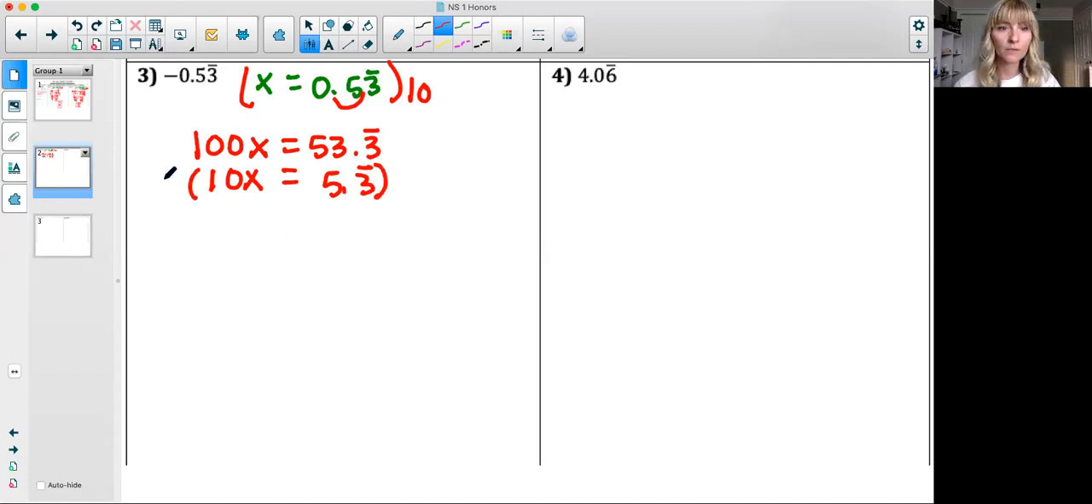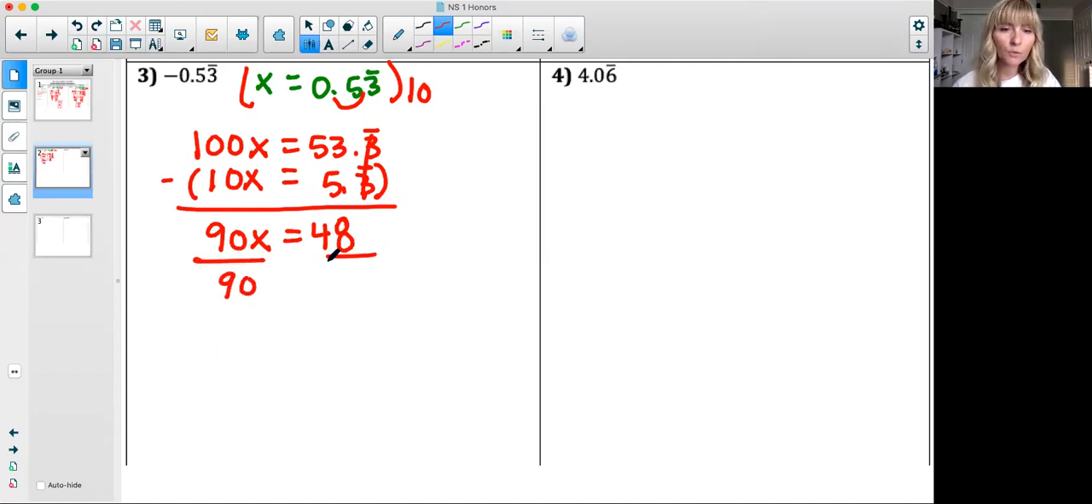Now I am ready to subtract. Now be careful here. Now I have 100x minus 10x. That equals 90x. And now my repeats cancel, but be careful right here. You're not just subtracting 0, you're doing 53 minus 5, which is 48. Now you're going to solve for x, and this super handy algebraic expression is going to get us our form a over b. Let's just simplify that. What goes into 48 and 90?